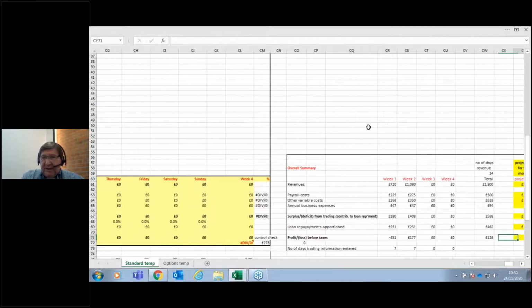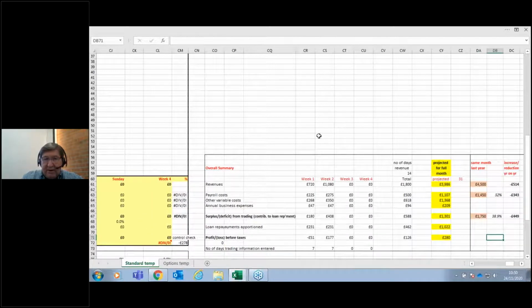And again, if we have a total summary here, so the revenues for each day, it knows we've only been open for 14 days, but we're going to be open for the full month. It'll do a calculation that says, look, overall this month, I think after you've paid your loan repayments, which are £1,000, you make £280 this month. Obviously, the more you populate this, then the more accurate this is going to become. And equally, if you have the information to hand, you can put the same data in for last year.